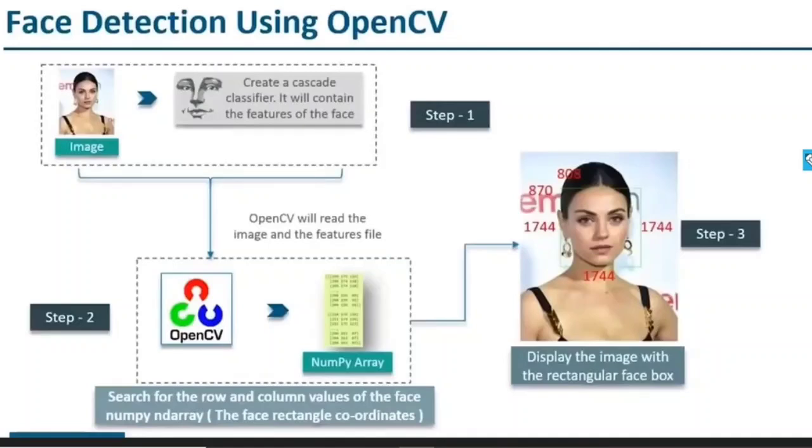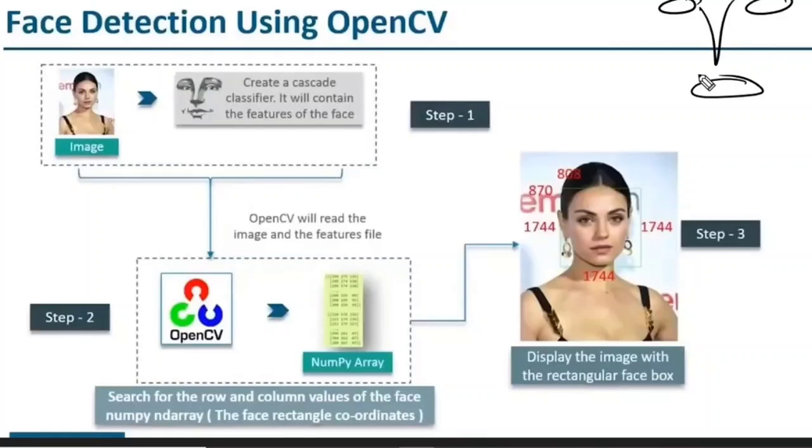In a given image, I want to check whether a human face is available or not. Generally, what does a human face look like? Two eyes, one nose, and like this it will be there, right?